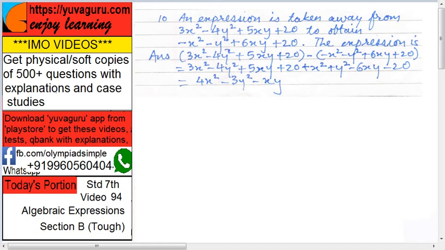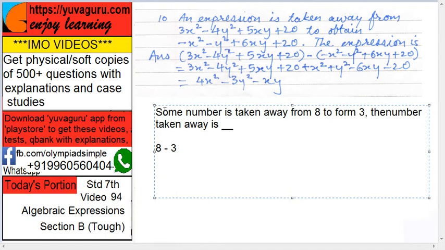Let's start. An expression is taken away from this full expression to obtain this full expression. Then the expression taken away is, it means this is like this problem: some number is taken away from 8 to form 3. Then the number taken away is 8 minus 3. So similarly we are doing over here. This is 8 and this is 3.